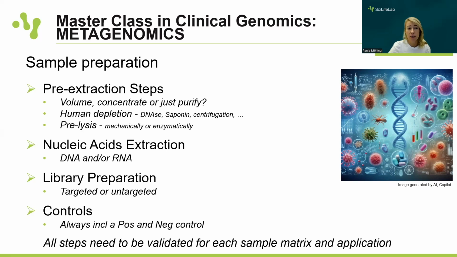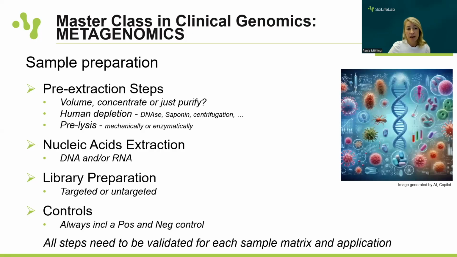And then we also have to decide if we need human depletion or not. For that, a variety of methods have been used, like for the DNA, saponin, and centrifugation. But here we also have to be aware that for some pathogens, for example viruses, this may not be optimal.